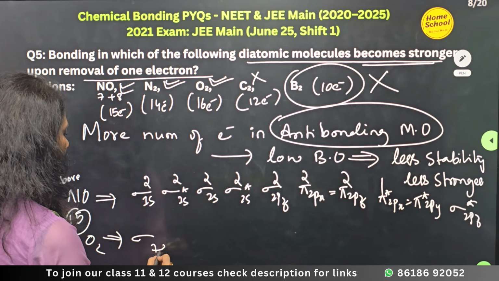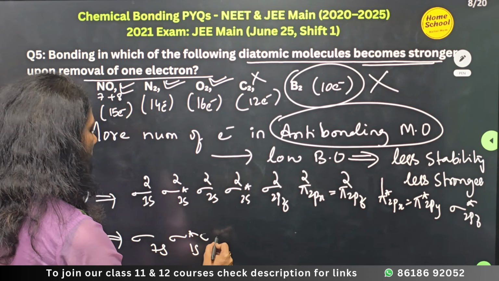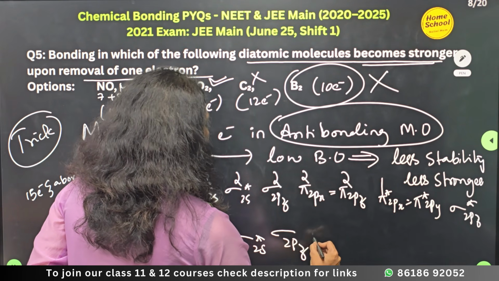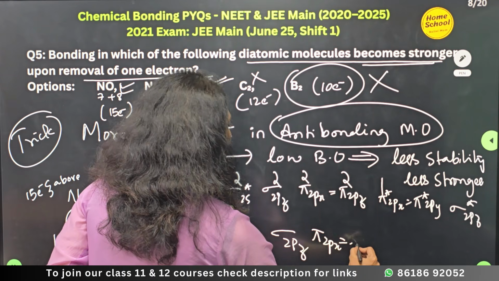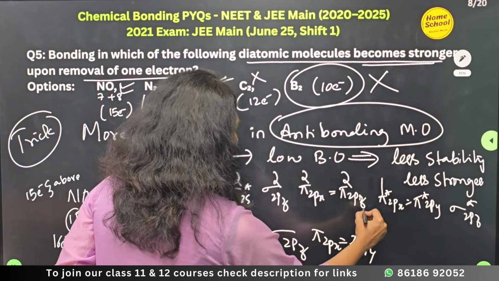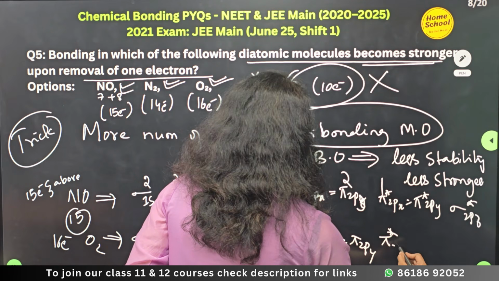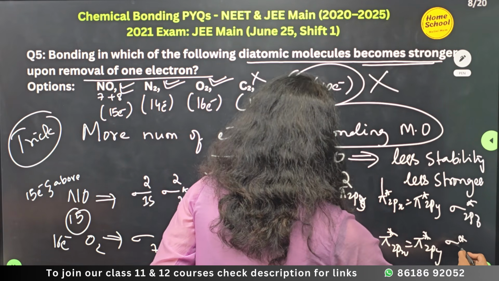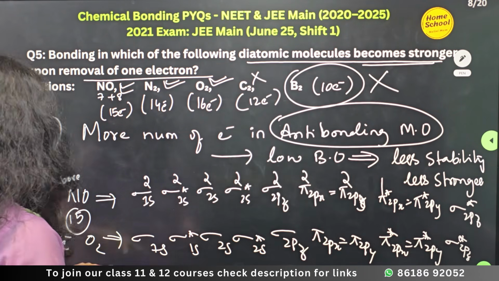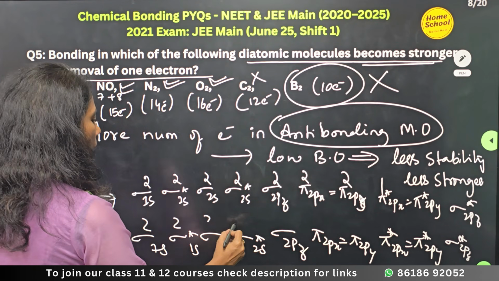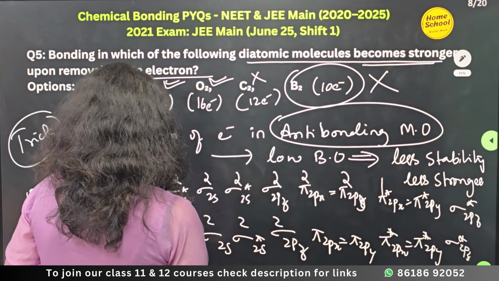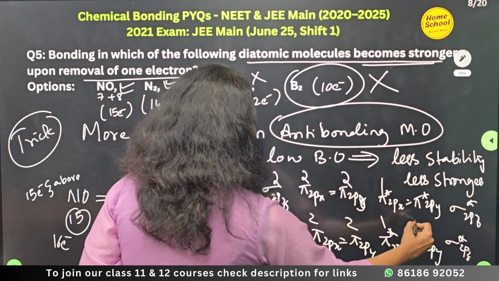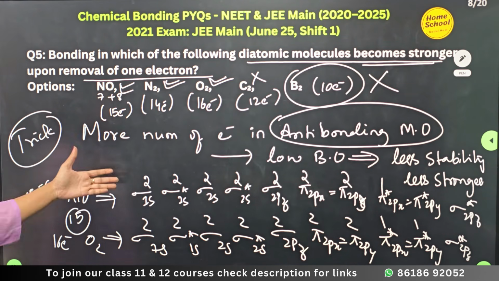Sigma 1s, sigma star 1s, sigma 2s, sigma star 2s, sigma 2pz, pi 2px equals pi 2py, and pi star 2px equals pi star 2py, and sigma star 2pz. So 16 electrons. Now how do I show it? 2 here, 2 here, 2 here, 2 here, 2 here. 4, 5, 6, 7, 8, 9, 10, 11, 12, 13, 14, 15th one here, 16th one here. So these are the electronic configurations.